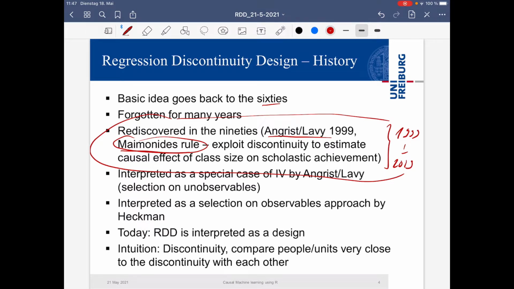Well, today RDD is interpreted as a design, therefore we talk about the regression discontinuity design, and the idea is that if there is a discontinuity, if there is a jump in the mean outcome that you observe in the data, then you might have a discontinuity that could be exploited for identifying a causal effect, and then you compare people pretty close to the discontinuity with each other.